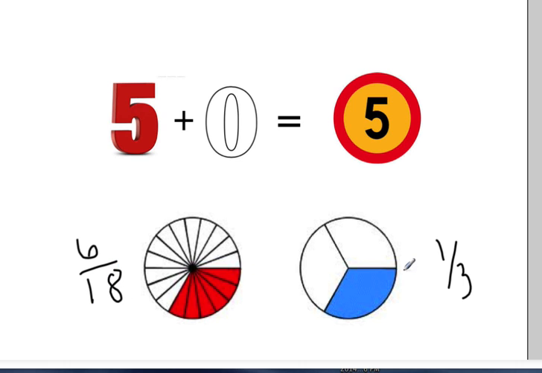And if I look at the size of the shape, the amount that this shaded part takes up on each picture, it does show that these two are also equal. And I can also do an equivalent fraction problem. 1 times 6 is 6, 3 times 6 is 18, so those two are equal.